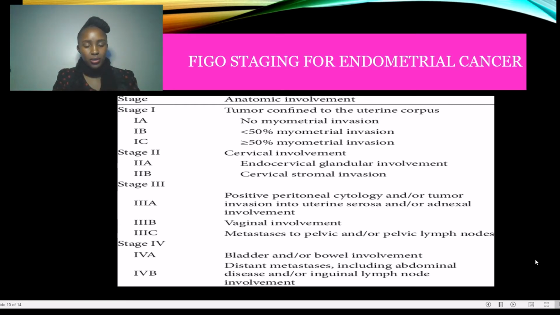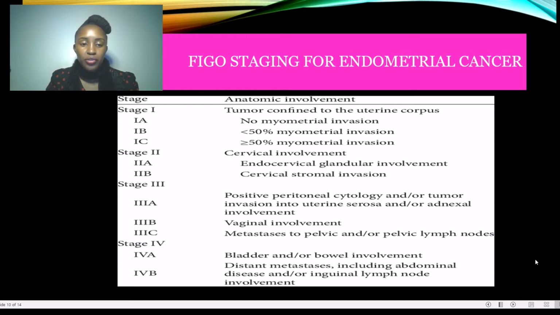Remember, the muscular layer of the uterus has also been invaded by this tumor. So by the time you're getting to stage 1C, more than 50% myometrial invasion is involved. Then we proceed to stage 2, and this is where we get to cervical involvement. In stage 2A, there is endocervical glandular involvement, while in stage 2B, there is cervical stromal invasion.